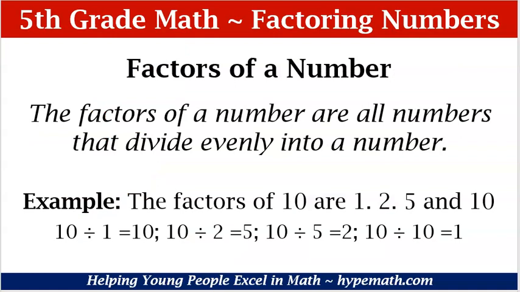So let's talk about factors of a number. The factors of a number are all numbers that divide evenly into a number. For example, the factors of 10 are 1, 2, 5, and 10. Why? Because 10 divided by 1 is equal to 10. 10 divided by 2 is equal to 5. 10 divided by 5 is equal to 2. And 10 divided by 10 is equal to 1. All of these numbers divide into 10 evenly without a remainder.